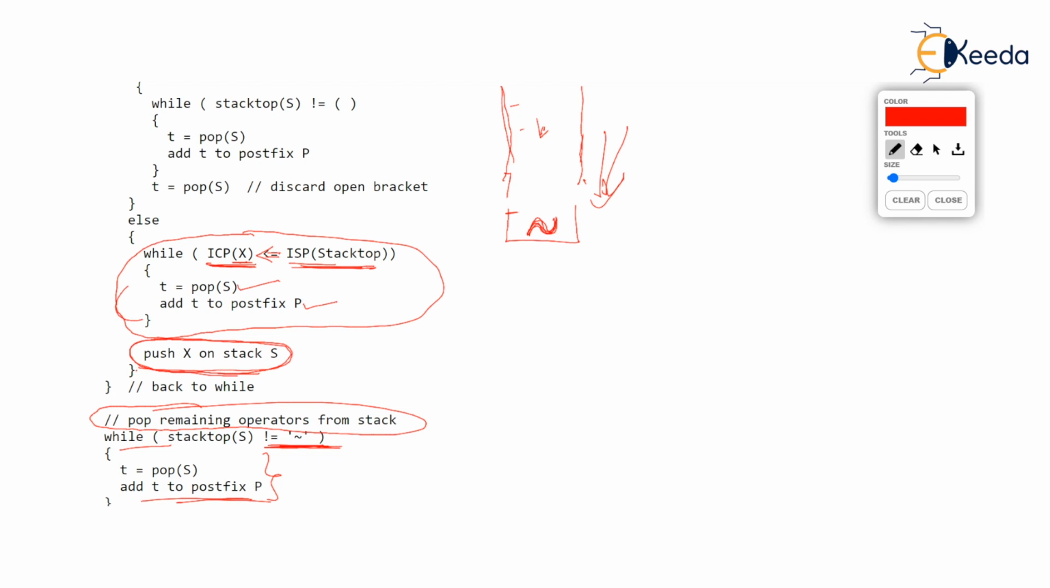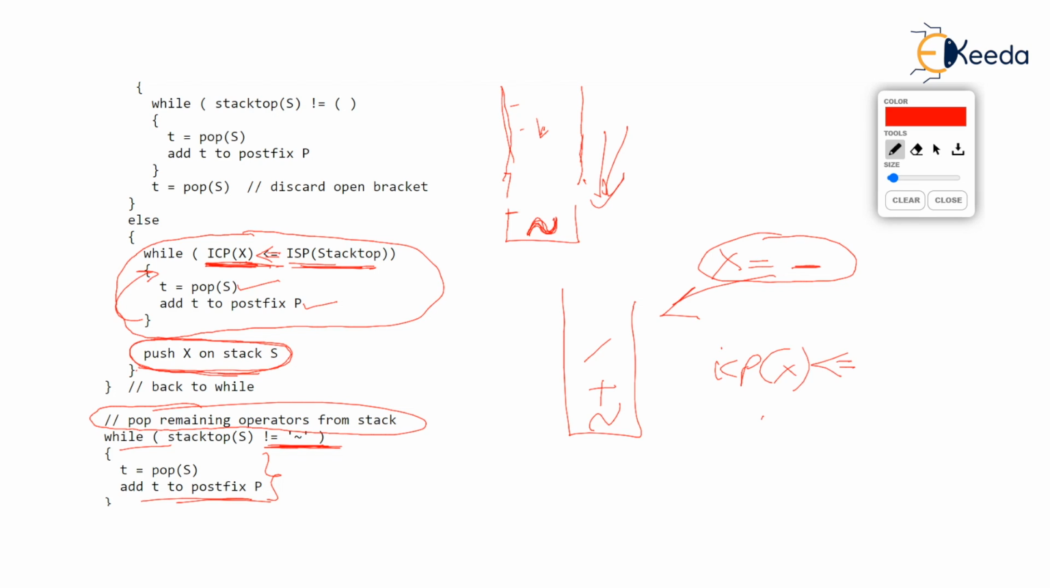If you are understanding this while loop, just check this case. If you have tilde, plus and slash, and suppose the incoming symbol is minus, so X is minus, this is the incoming operator, then we are going to check the incoming priority of X. Is it less than or equal to the in-stack priority of the topmost? You see that the incoming priority of X is genuinely less than slash. Slash is higher, correct or not? So what you do is you pop this slash and add it to postfix.